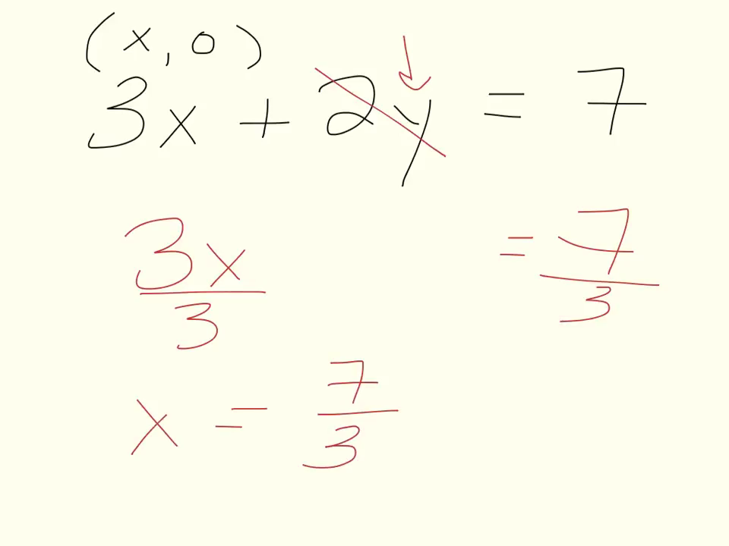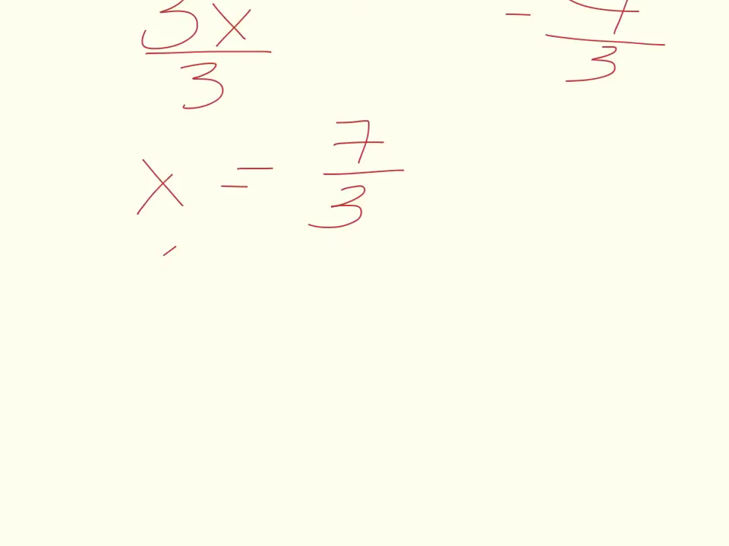If you're just looking for the intercepts, that's really the easiest way to do it, is just go ahead and plug in your zeros, and you would have the x-intercept when you plug in a 0 for y, and a y-intercept when you plug in 0 for x.